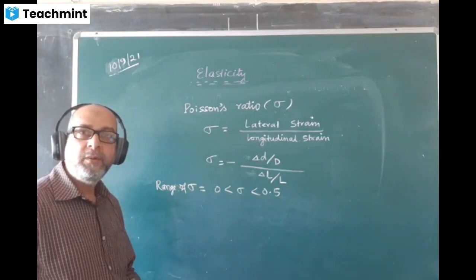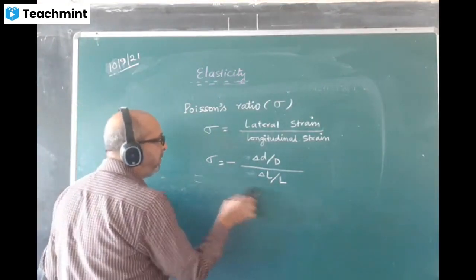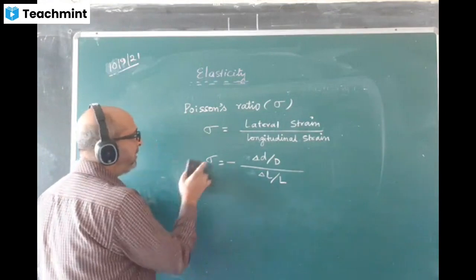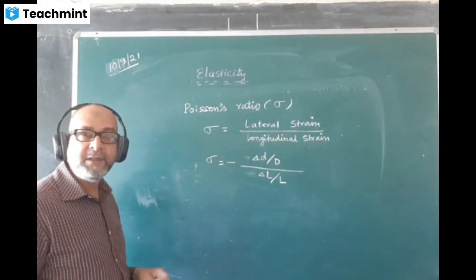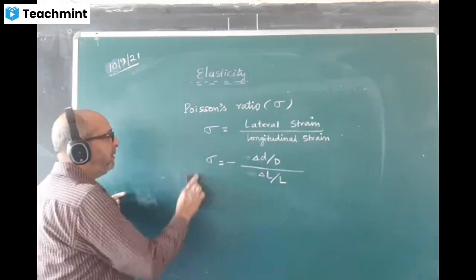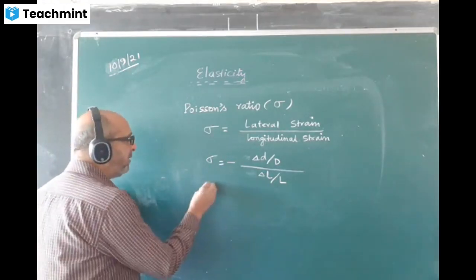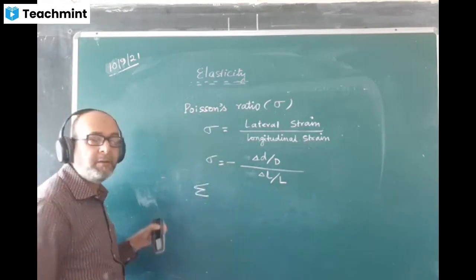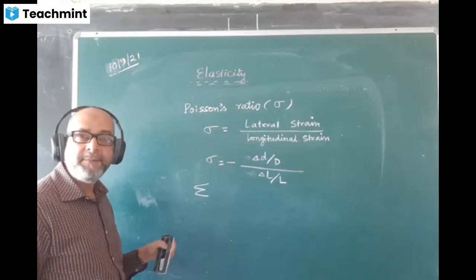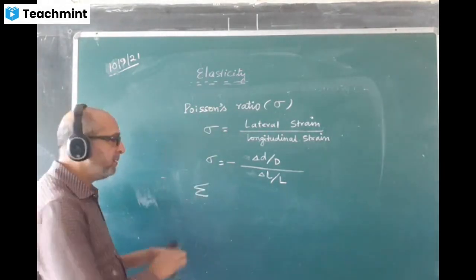Sir, what is that sign name? Sigma, S-I-G-M-A. This symbol is also read as sigma. In mathematics, sigma means the summation symbol, so that is called sigma. But here in physics, this symbol is small sigma. It is a Greek letter, sigma.